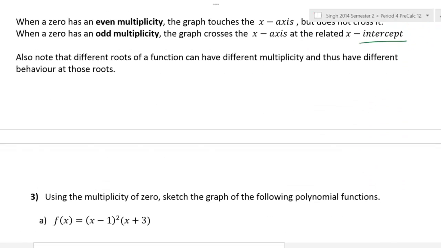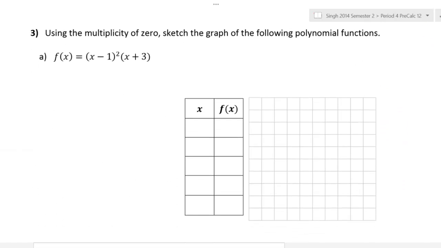Our next goal is going to be to use this idea of multiplicity, and of course zeros, to try and create the graph of polynomial functions. Sometimes we get nicer graphs if we use this concept of multiplicity. So let's go ahead and try and graph these functions using the idea of multiplicity. I've already given you the fully factored form because I don't want you to spend your time on that for this part of the problem.